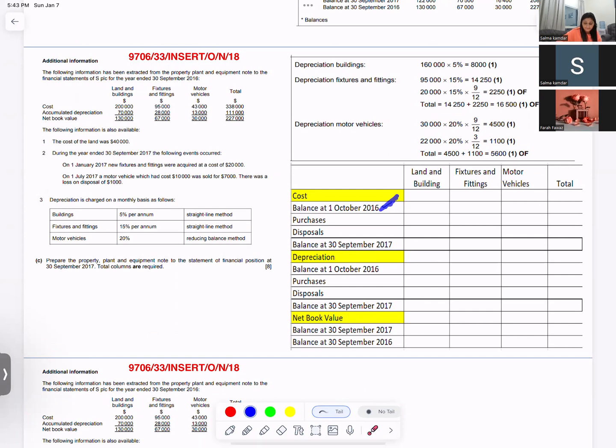It includes the balance in the beginning. Purchases, add. Disposal, deduct. And then you get the balance at the end for cost. Then you have depreciation at the beginning. Add purchases minus disposal. You will get the balance at the end. And then you have the net book value on 30th September. So from this you will deduct this, right? And net book value on the first date. So from this you will deduct this.